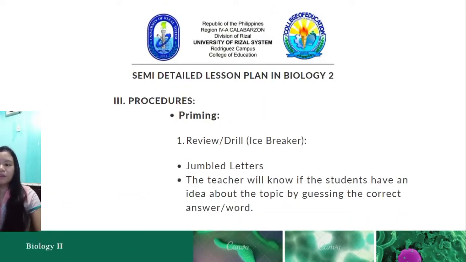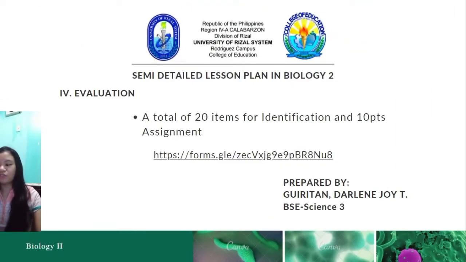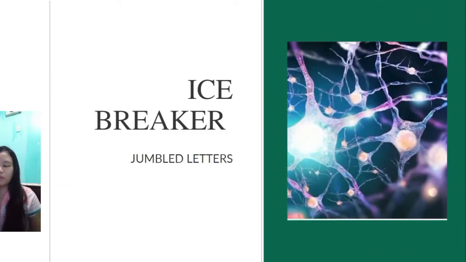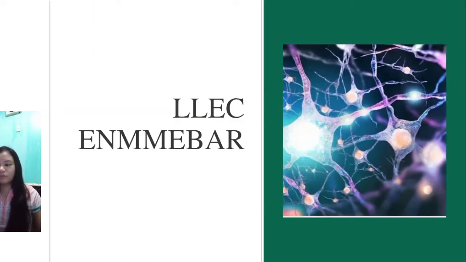So, priming, review or drill, icebreaker, jumbled letters. The teacher will know if the students have an idea about the topic by guessing the correct answer or word. So, that is the evaluation, a total of 20 items quiz and 10 points assignment. So now let's move on to the icebreaker before we proceed to the discussion, which is the jumbled letters.